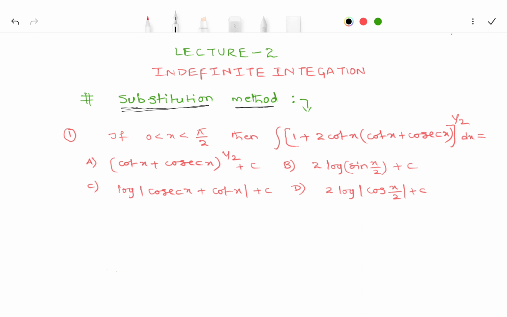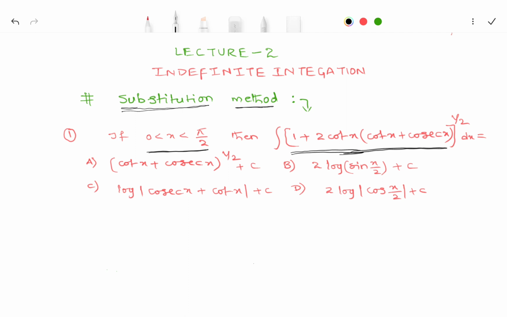Now you see question number 1: if 0 less than x less than pi by 2, this is the given condition, then integration of (1 plus 2 cot x into (cot x plus cosecant x)) whole to the power of 1 by 2 into dx. So how will you do this question? By using the substitution method.